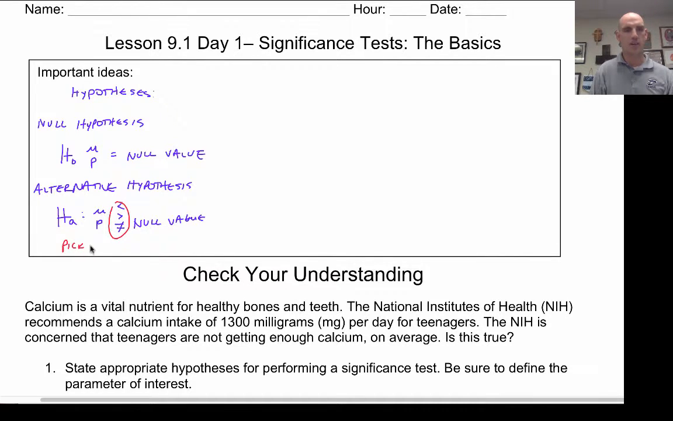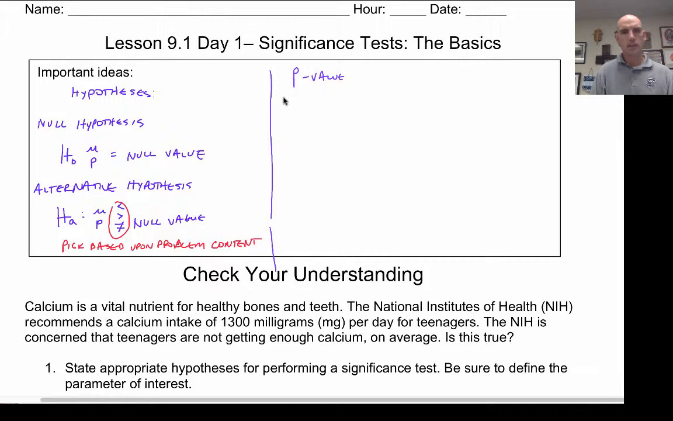Now, you pick this based on the content of the problem. So for example, down here, what we're talking about is people think they're getting less than. So we'd make our alternative claim that it's less than 1,300, okay? So then what happens is we find a p-value. And this is going to look familiar.